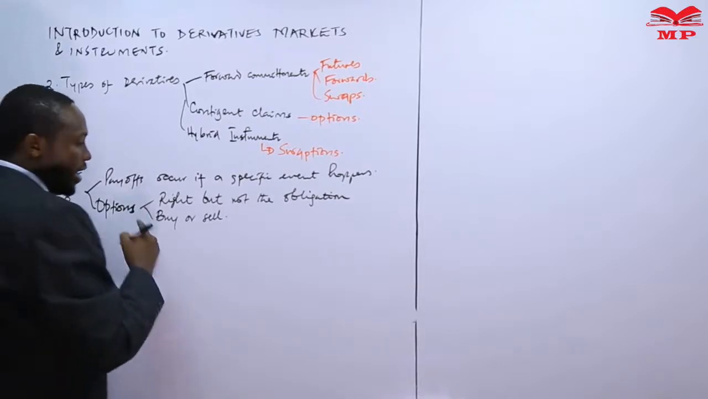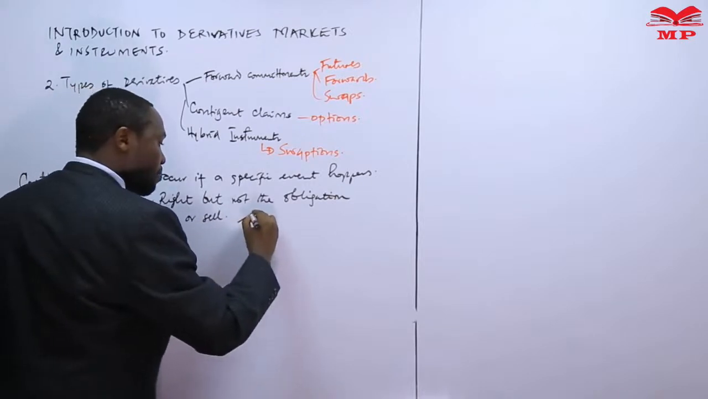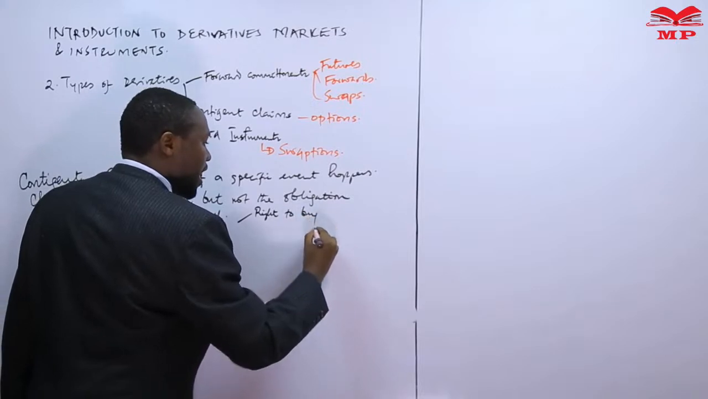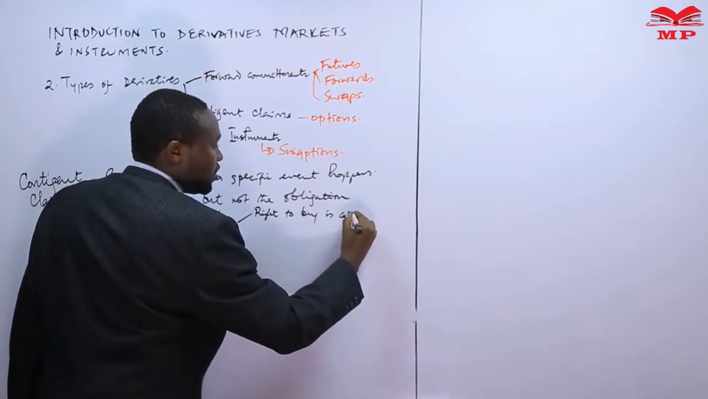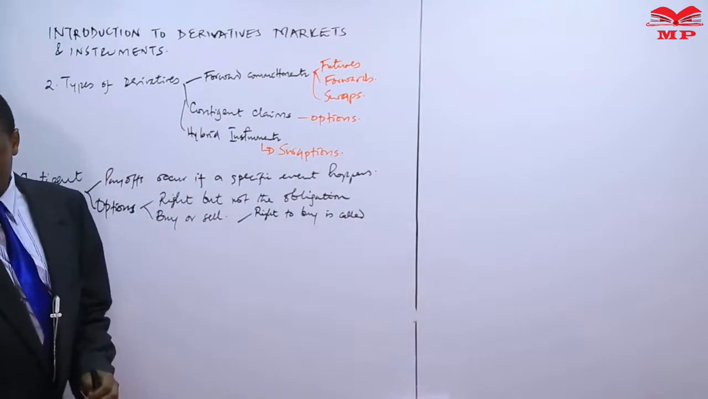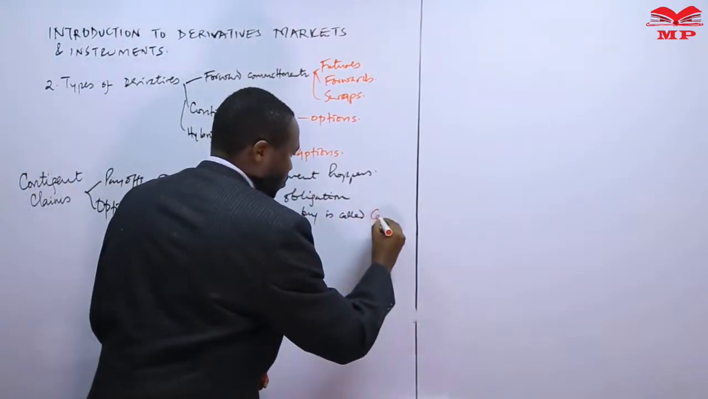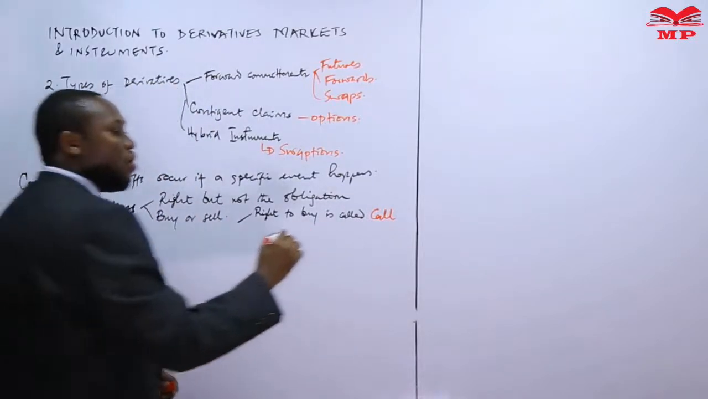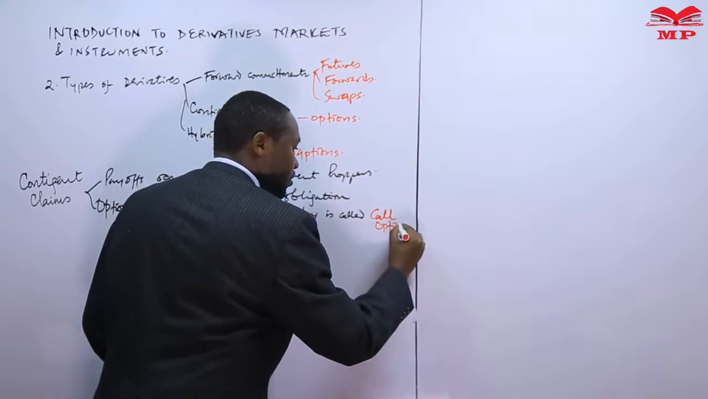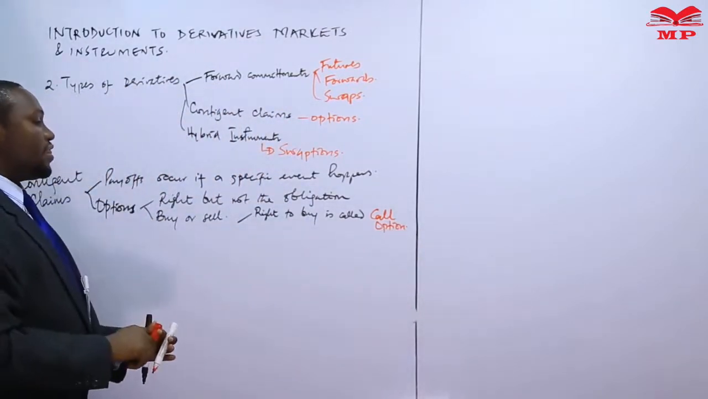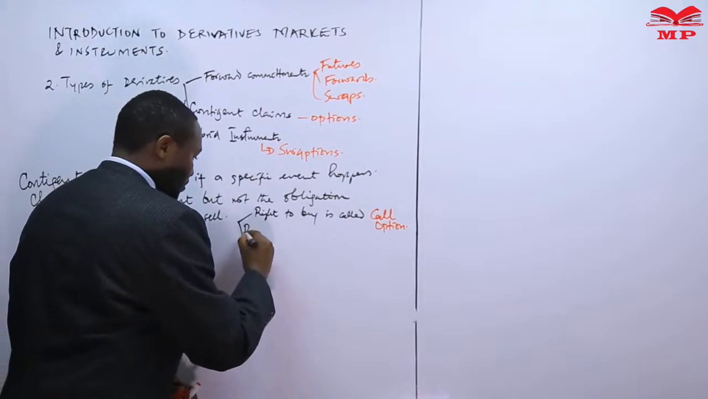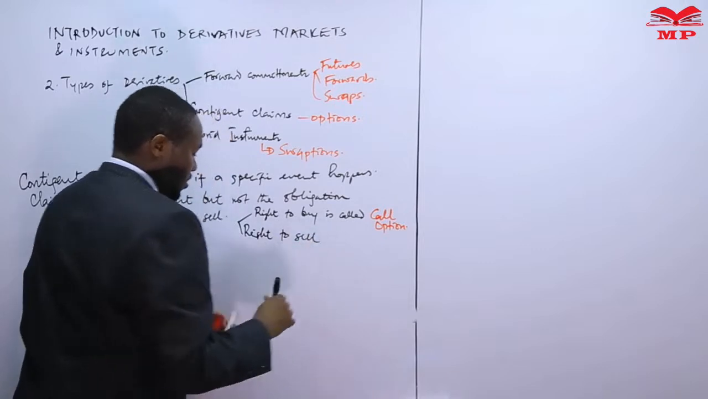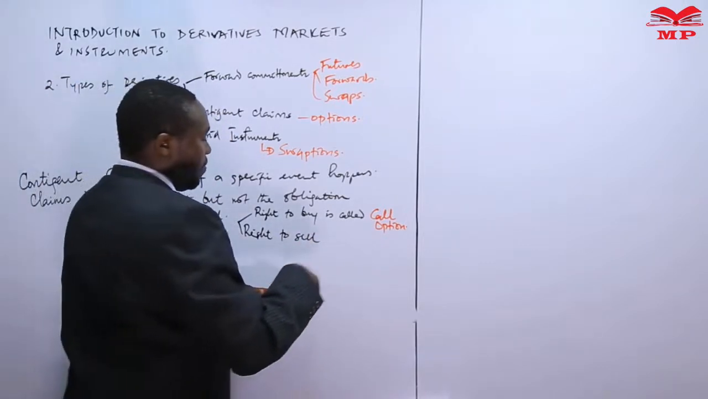The right to buy is called a call. Such that if you have the right to buy, we'll say we have what? A call option. Then the right to sell, here we have what? The put option.